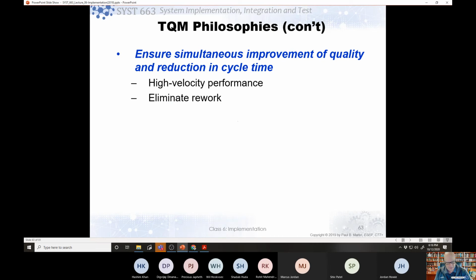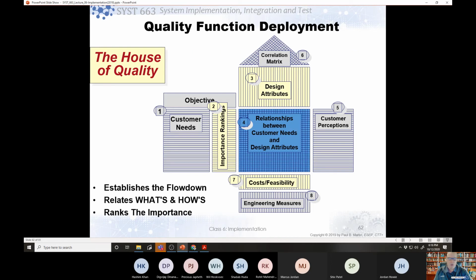By the way, this whole House of Quality, they wind up being fairly thick documents as you're going through it because you're trying to correlate and get relationships between the various important rankings of your requirements.